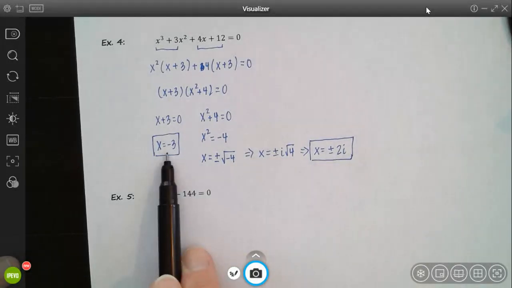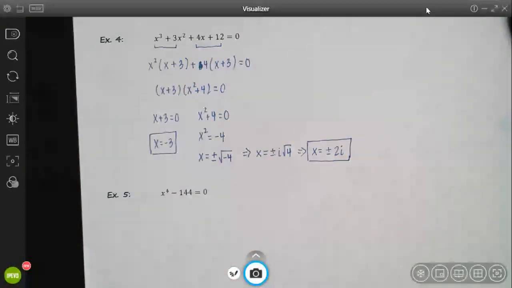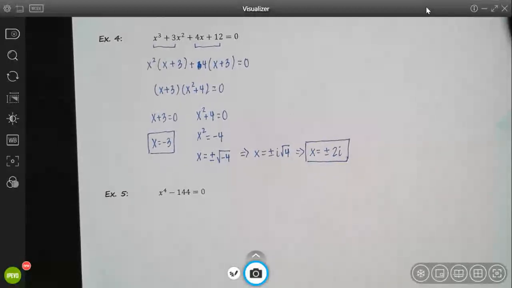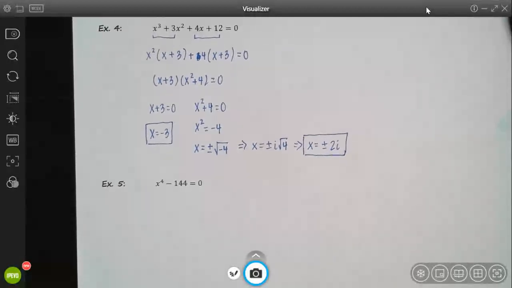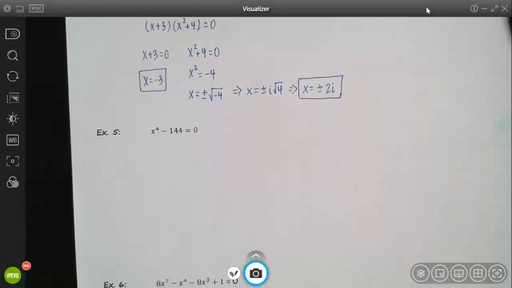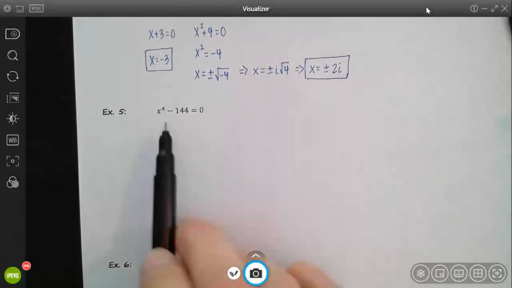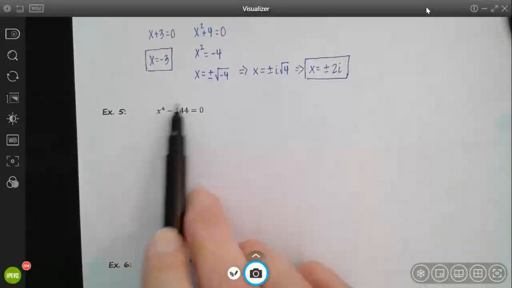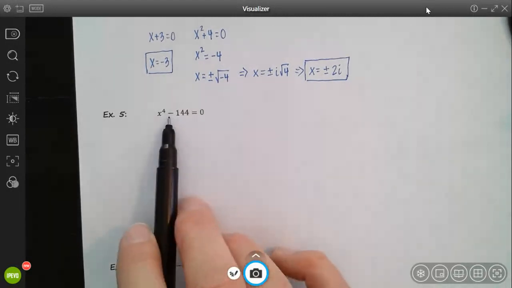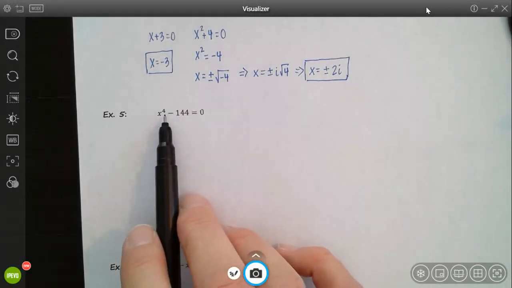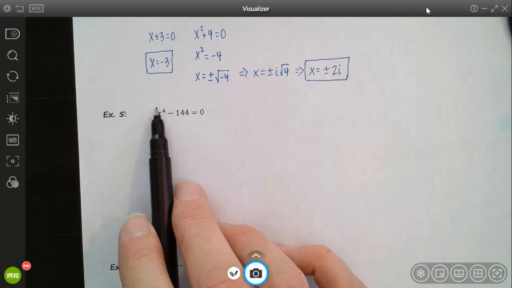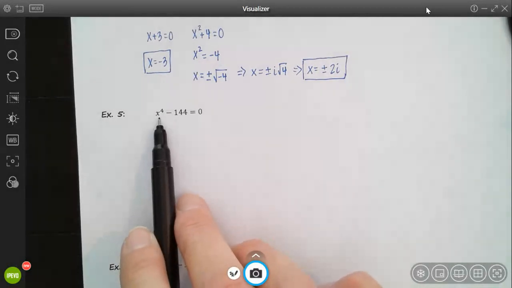All right, we'll look at example 5. This is another quadratic pattern that we talked about on the first day that we were talking about quadratic patterns. This isn't an obvious one. A lot of people kind of miss the fact that this x to the 4th is actually a perfect square. But remember that anytime you do have an even power exponent, that does indicate that you do have a perfect square. So this is a difference of two squares because x to the 4th is a perfect square.